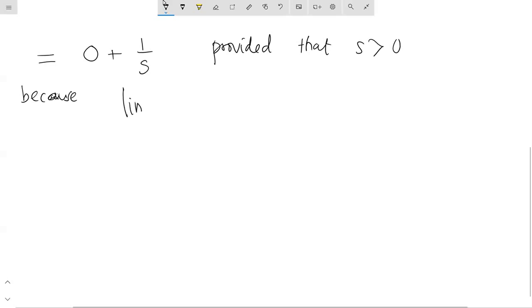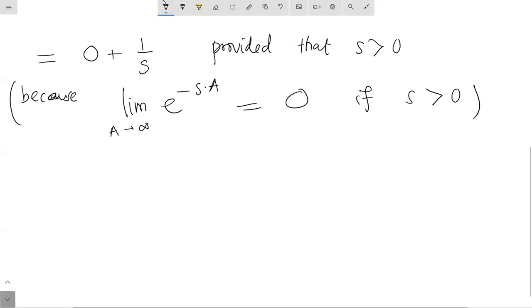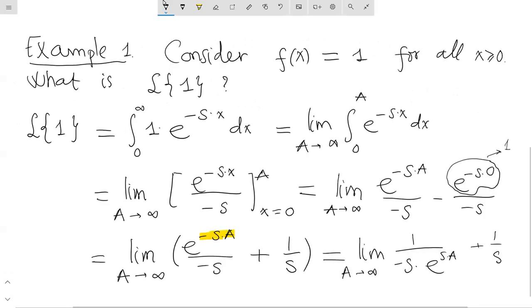So with 0 plus, we have 1 over s. This is provided that s is positive. And the reason is because the limit of e to the minus s times a when a goes to infinity equals 0 if s is positive. That's what we need. And remember that the 1 over s is the second term in the limit, which does not have a in it.